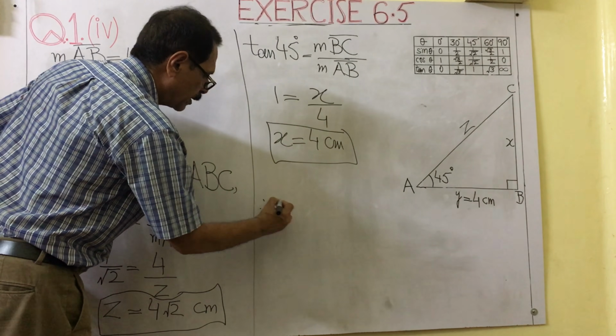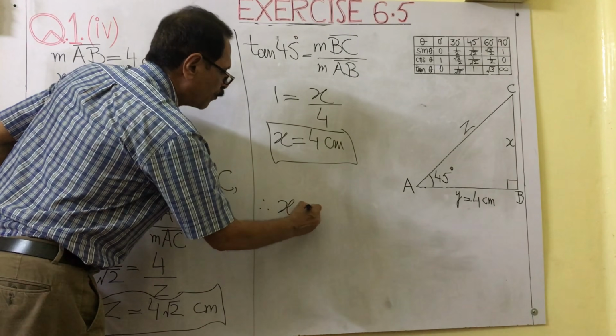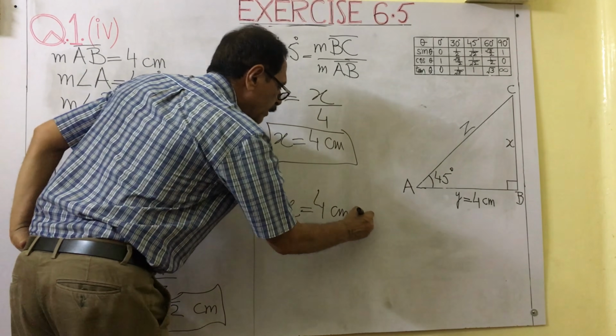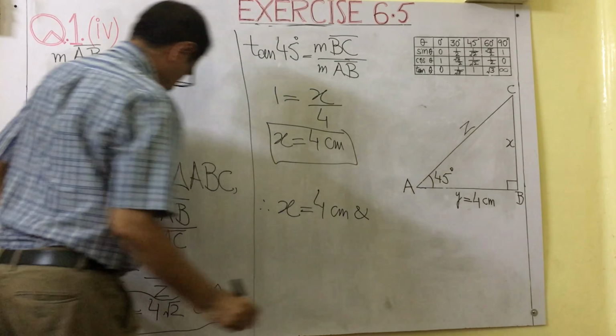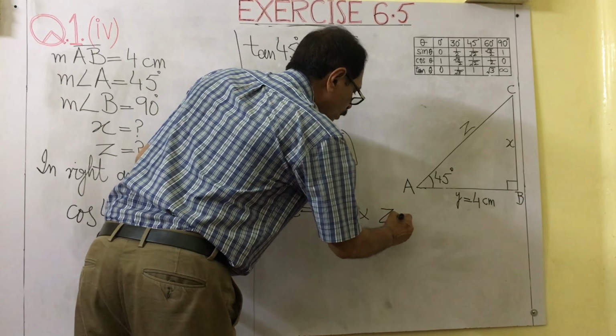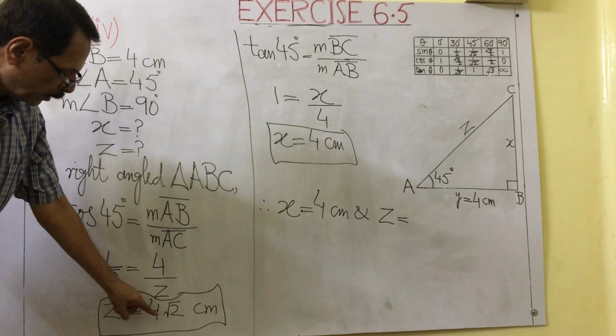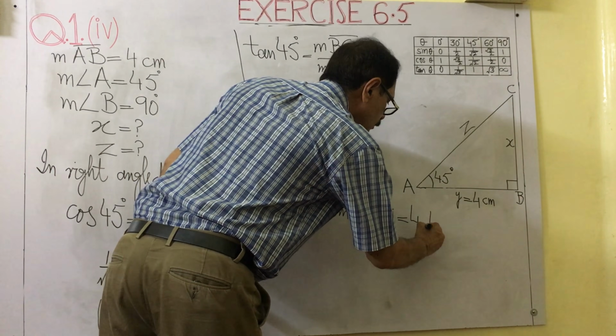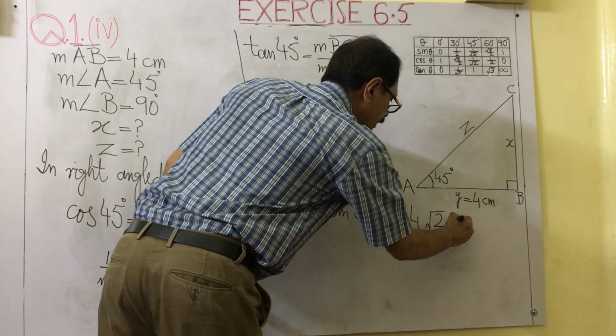Therefore, x is equal to 4 centimeters and z is equal to 4 into square root of 2 centimeters.